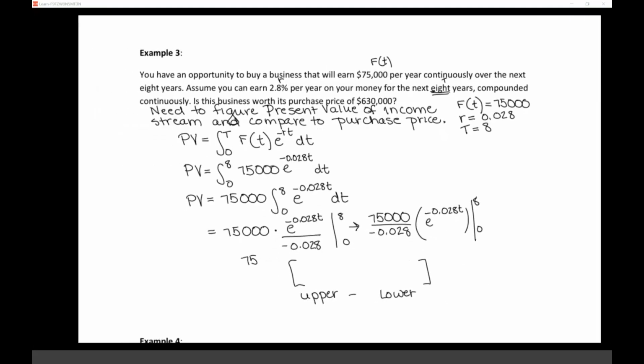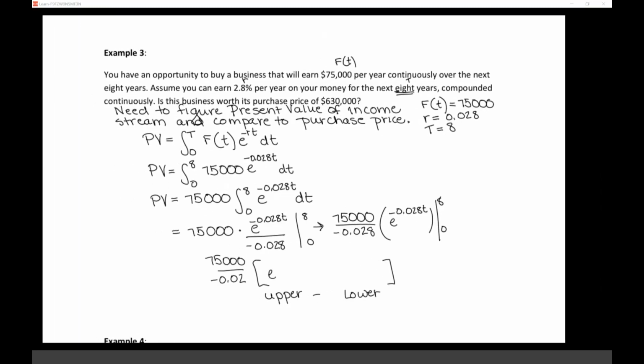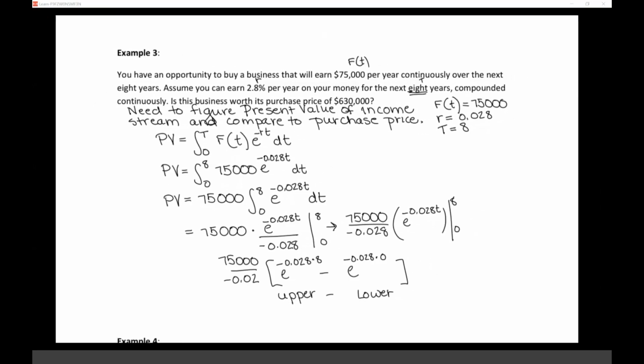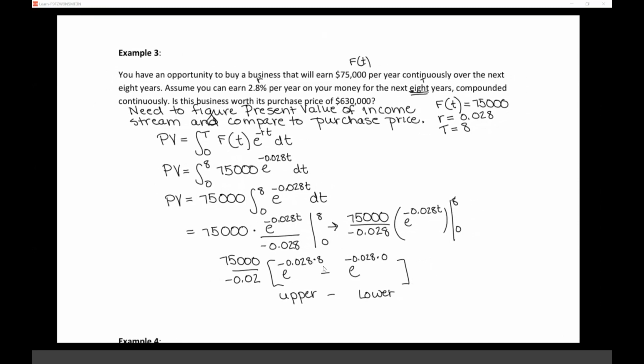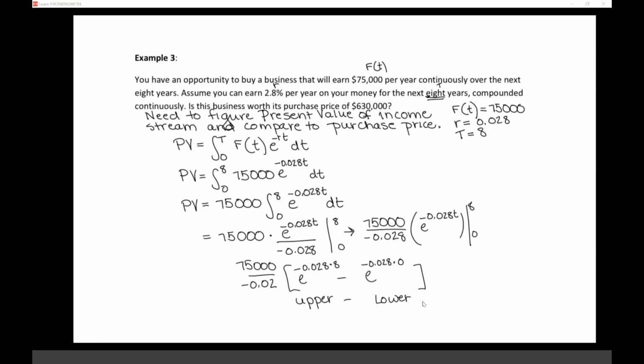All right, so here's what I've got. I've got 75,000 over negative 0.028 outside. Then I have e to the negative 0.028 times 8 up in the exponent minus e to the minus 0.028 times 0. Okay, so here's my upper bound. Here's my lower bound plugged in. And now it's just a calculator problem.